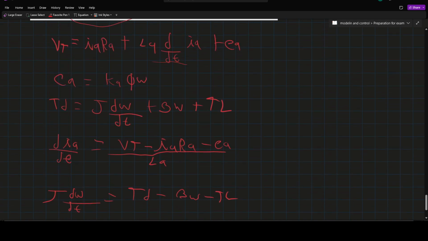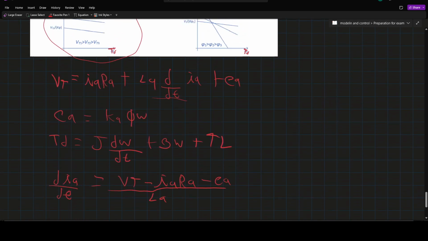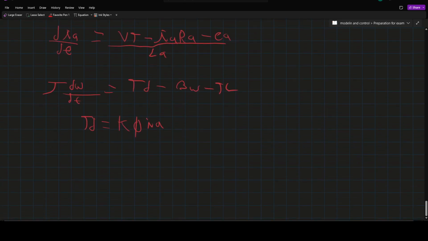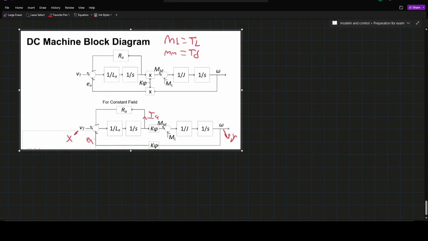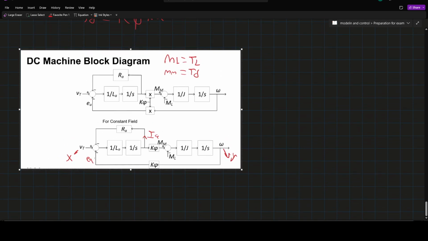Okay. So if we use these formulas, just like we did with our induction motor, we are gonna get something like this for our block diagram. Here our torque ML is equal to TL. This is written as M because this is taken from the teacher, who took it from a book that is in German, and in German, torque begins with M.